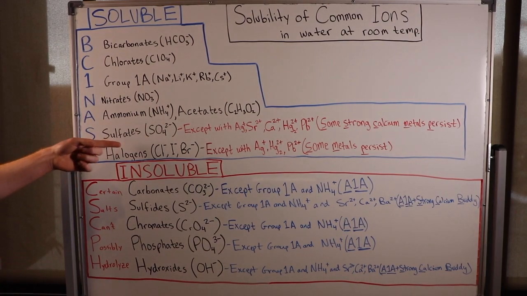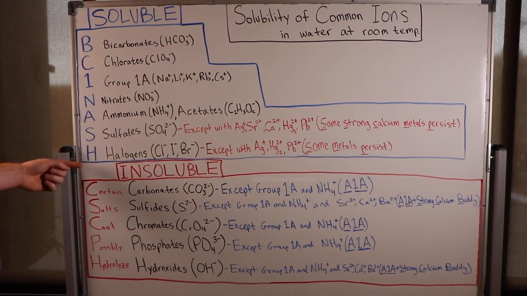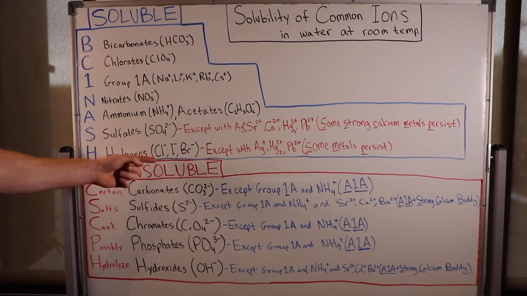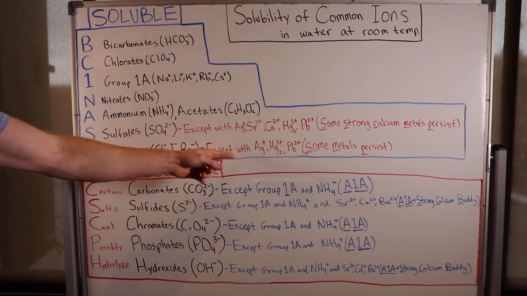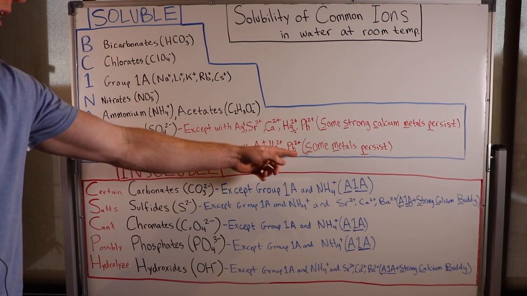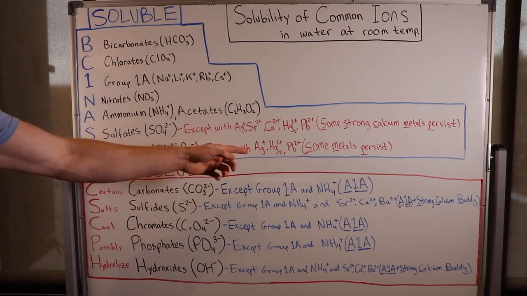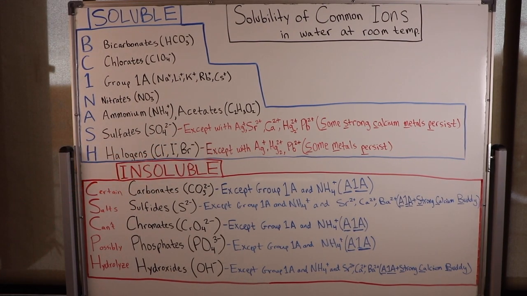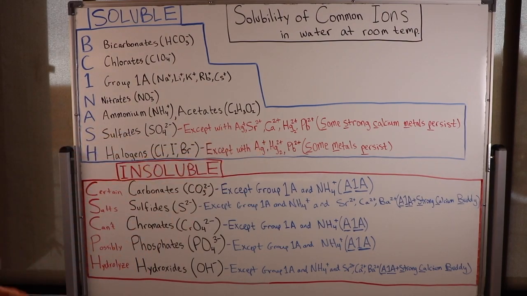So any salt with a sulfate in it is going to be soluble unless it's with any of these things. And then H stands for the halogens, so chlorine, iodine, and bromine. Any salt that contains those halogens from group 7A is going to be soluble unless it's paired with silver, mercury, or lead. The mnemonic for that is some metals persist. For example, silver chloride would not be a soluble salt, because even though it's got chloride in it, which is usually soluble, it's got one of the exceptions, silver, bonded to it.